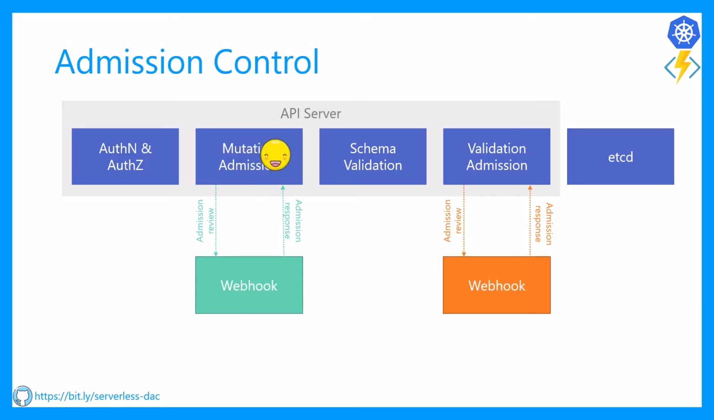After the mutation, the request moves on to the schema validation controller, which checks whether the request conforms to the Kubernetes API specs. Next, the request progresses to the validation admission stage, which, just like the mutating admission controller, relies on webhooks to dynamically validate the request. You can see that the validation admission controller issues a similar request and expects a similar response. Since we will soon build a dynamic validation webhook ourselves, we'll not discuss it in detail right now.